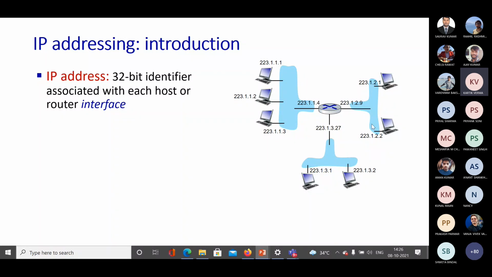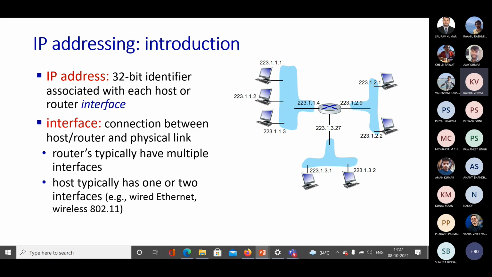So each host is actually represented as a 32-bit identifier. Now there is this term which is known as interface, as you can see. So what is an interface? If you have seen or heard this term anywhere, we generally say router interface. So what is this interface? An interface is a connection between the host or router and a physical link.